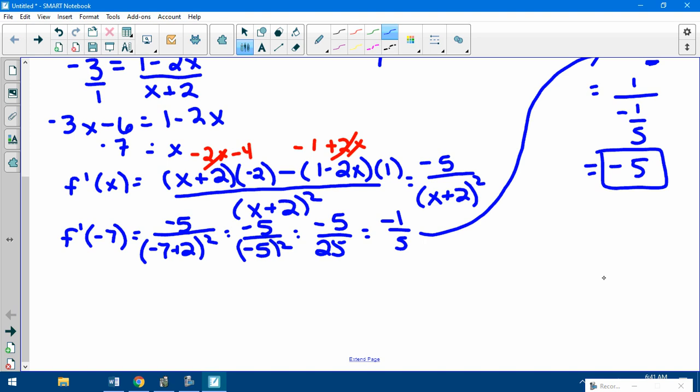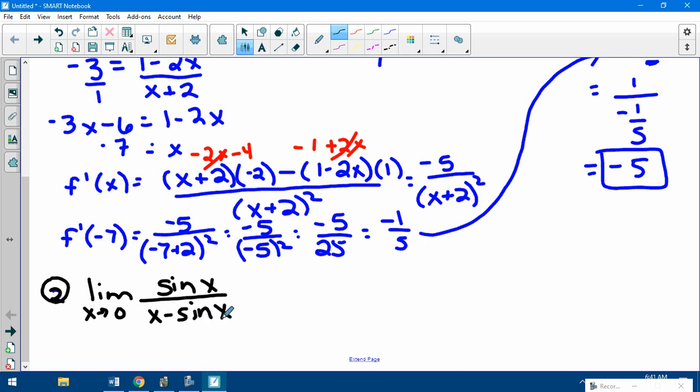Okay, number 2. Let's do a limit. I want to know the limit as x goes to 0 of sine of x all over x minus sine of x. Where do you think we start with that?